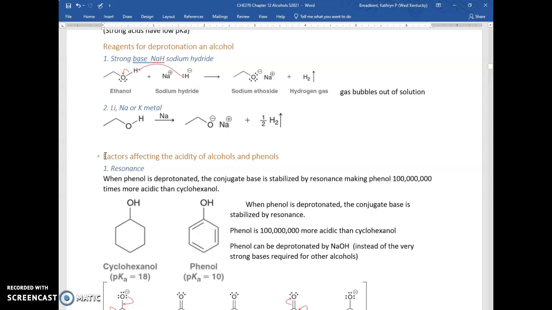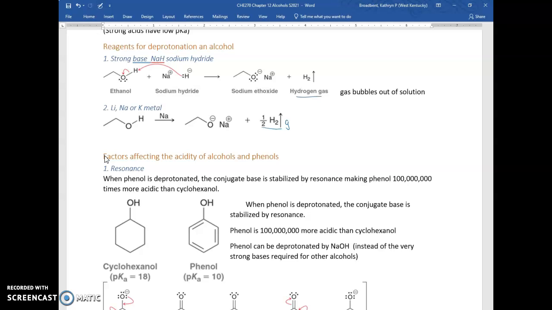So the reagents necessary to deprotonate an alcohol. We can use a strong base like sodium hydride. Here, the sodium attacks the proton, and then the electrons end up back on the oxygen, and we end up with the sodium methoxide. This is convenient because the hydrogen gas bubbles out of solution and pulls the reaction forward. We can also use sodium, lithium, or potassium metals. These will also remove the hydrogen, and the hydrogen bubbles again out of solution because it's a gas.